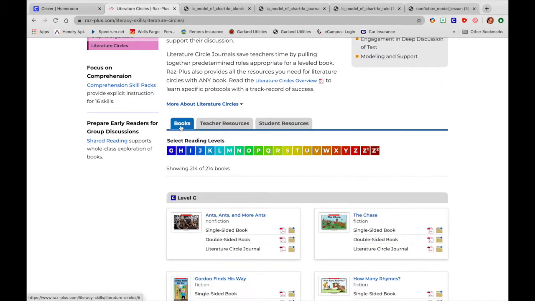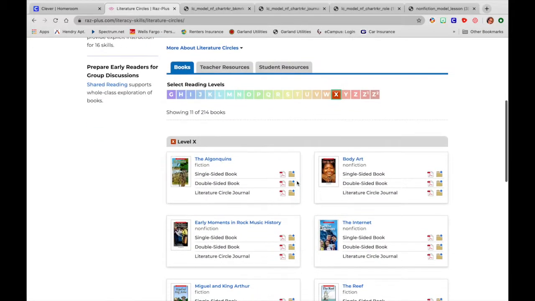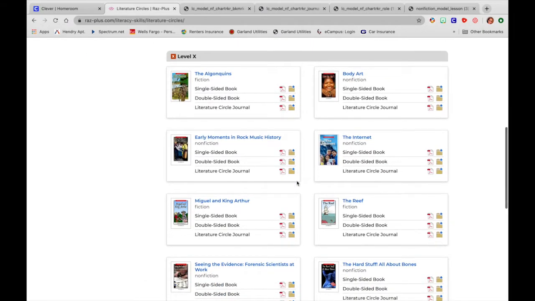And then right here, if you go to books, it has it broken down from G all the way to Z2. So we'll click on X. And then it has some books right here that they can read.